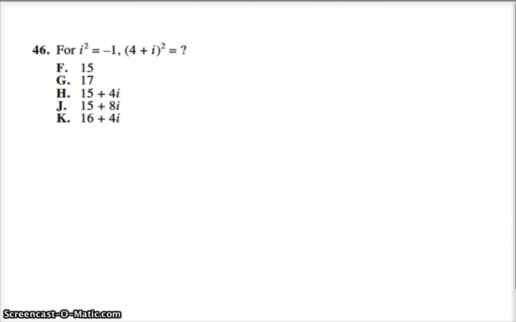So on 46, we're told that we should consider i squared to equal -1, and as a result, what is (4 plus i) quantity squared? Well, this is a binomial expansion question. You remember those problems from Algebra 1 where they'd have something like (x plus 2) squared, and you go, okay, well I can use FOIL on it, or you may have a special rule that you used. But it just means I have (x plus 2) times (x plus 2), and from there you could use FOIL, or you could use your special case information, whichever. In this case, we're going to go ahead and do the FOIL method.